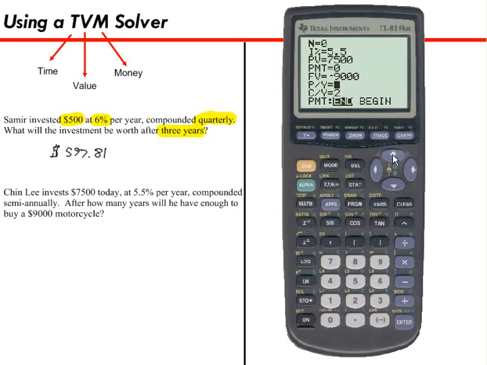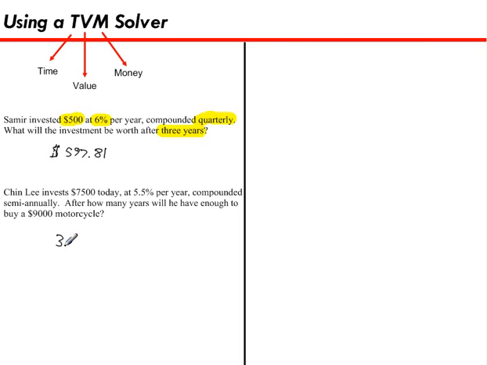Now I'm going to scroll up to my unknown, the number of years. I'll hit alpha, so I get a flashing A. Then I hit enter. And there's my answer, roughly 3.4 years. I guess good things come to those who wait. That's a long time to wait for a motorcycle. There you go. There's 2 examples of using the TVM solver.